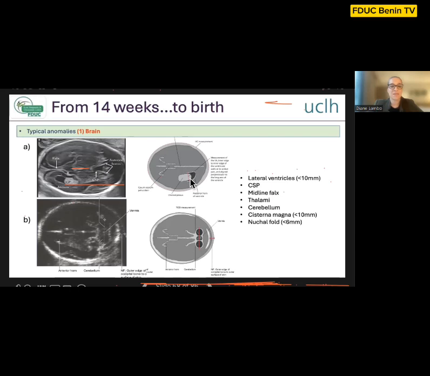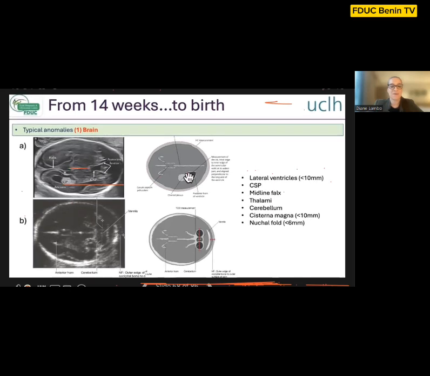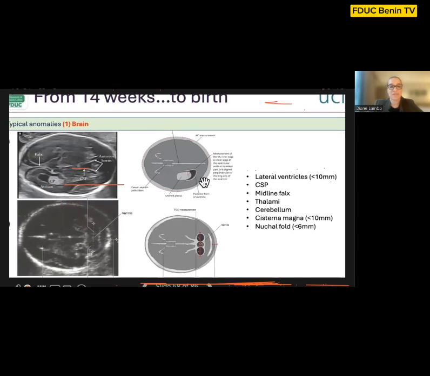Now, when you measure the ventricles, essentially what you want to do is measure the inner parts of the ventricle, so it's inner to inner. You want to keep it perpendicular to the long axis of the ventricle, and generally speaking, you want it to be less than 10, but I'll show you this on the next slide.